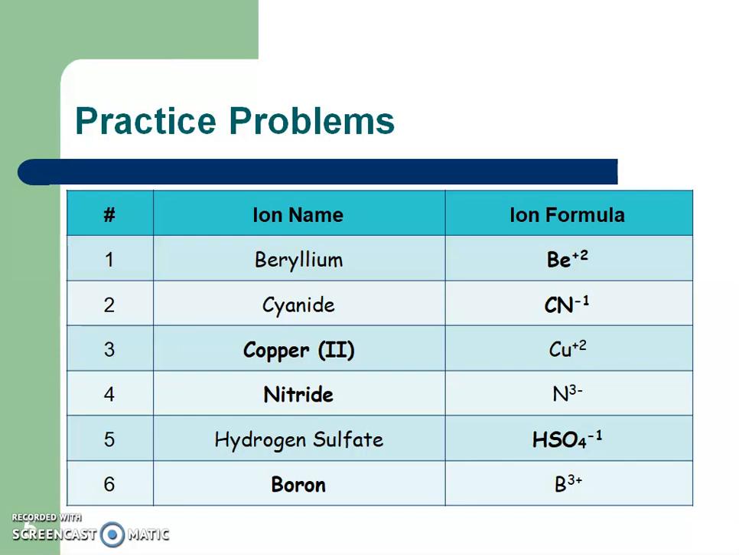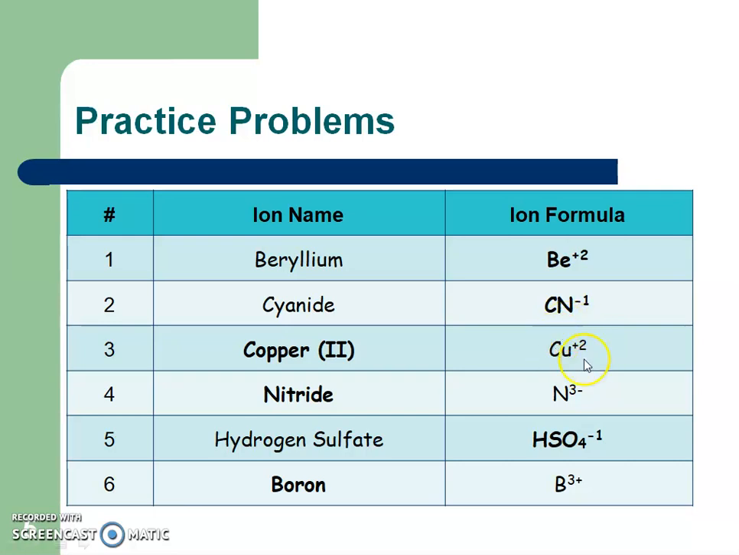So at this point, if you got all of these right, great. If there's something that you got wrong, do you understand why you got it wrong? And if you don't, then make sure to ask me in class. So I'm going to point some things out to you. In other words, this "ide," remember, I know it's an "ide" ending, but it's cyanide, and that's a polyatomic ion. It is not a nonmetal.